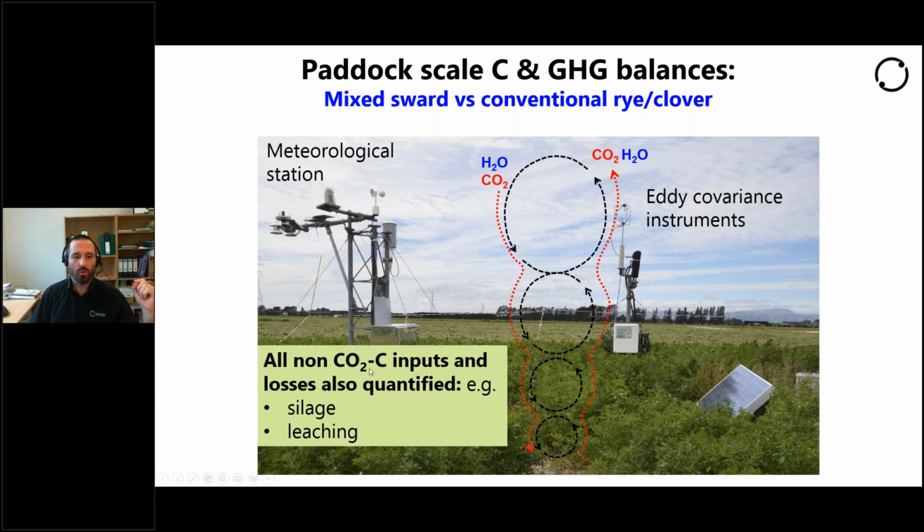We also quantify all the non-CO2 inputs and losses, such as silage inputs or exports and leaching, to be able to calculate the net carbon balance. And we've now got new instrumentation that can do this for nitrous oxide and also methane, so we can do the full greenhouse gas balance.